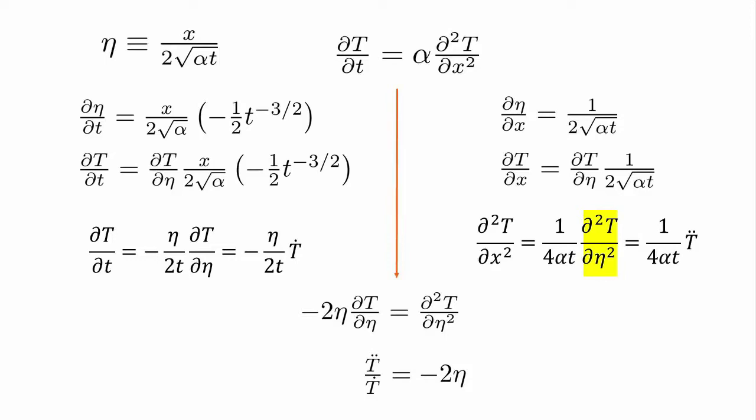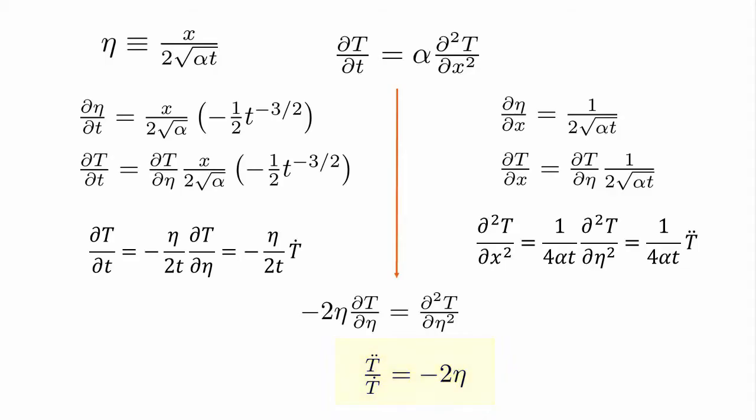Now, t double dot is ∂²T/∂η². We also note T dot is this. So, we substitute these two into this expression, and we see the governing equation has modified itself in this manner, and therefore, we now write T double dot by T dot is equal to minus 2η.